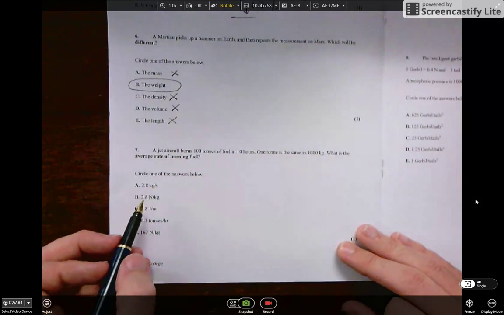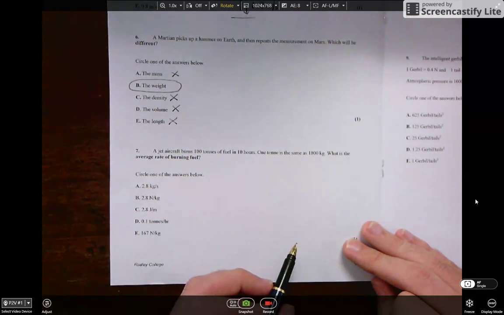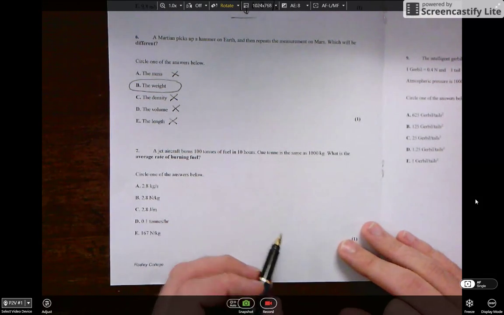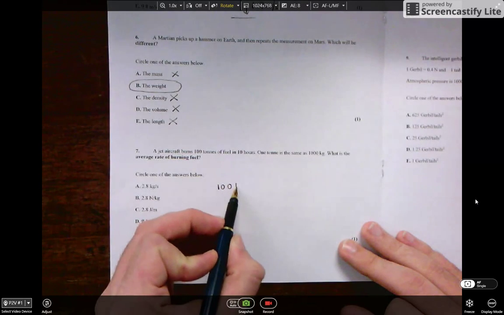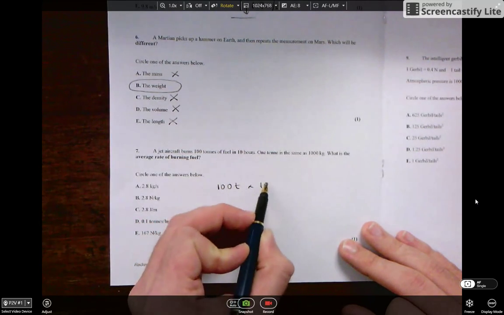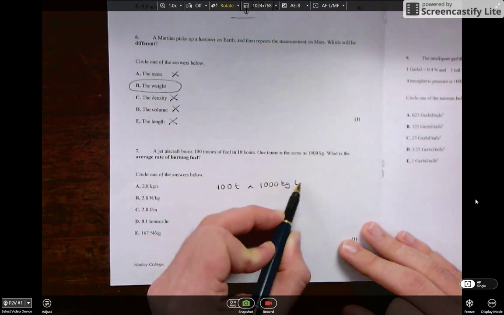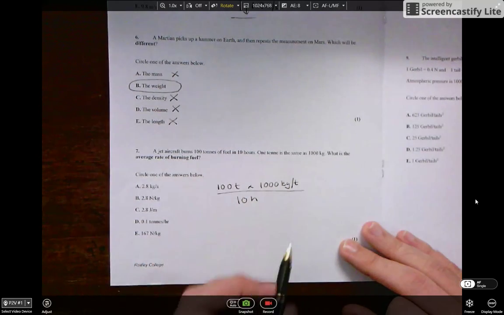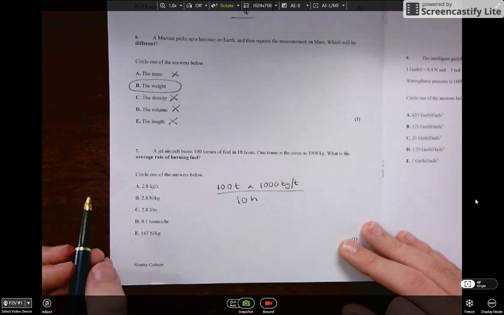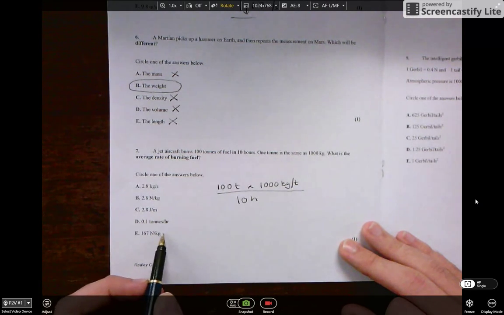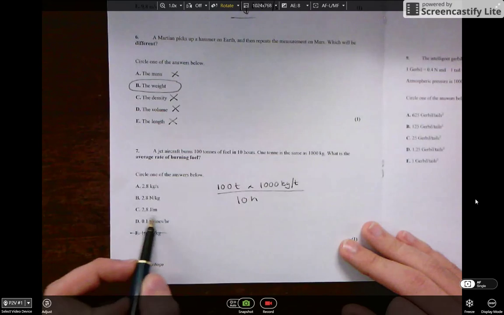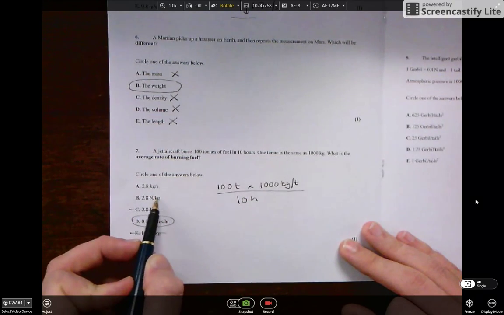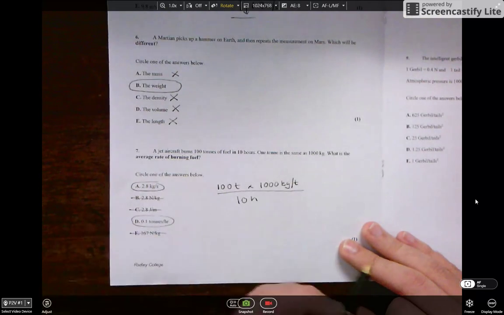For question 7, a jet aircraft goes through 100 tons of fuel in 10 hours, and 1 ton is 1,000 kilograms. What's the rate of burning fuel? So if we've got 100 tons, 1,000 kilograms in a ton, and that happens in 10 hours. Even based on the units here, newtons per kilogram doesn't make sense. Tons per hour would be okay. Joules per meter is no good. Newtons per kilogram is no good, so it can only be A or D.